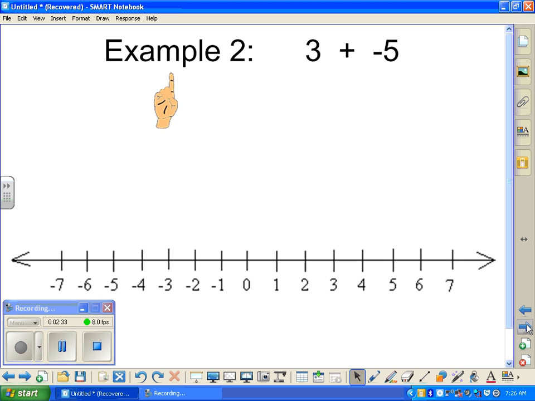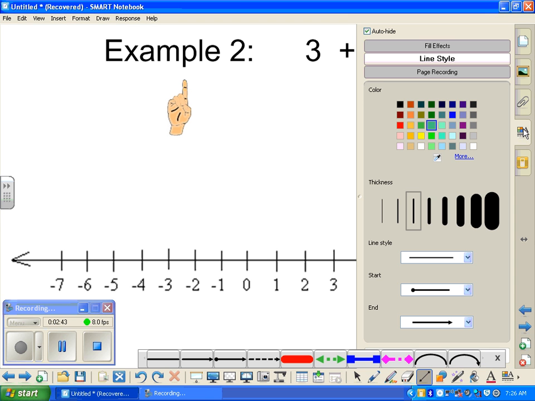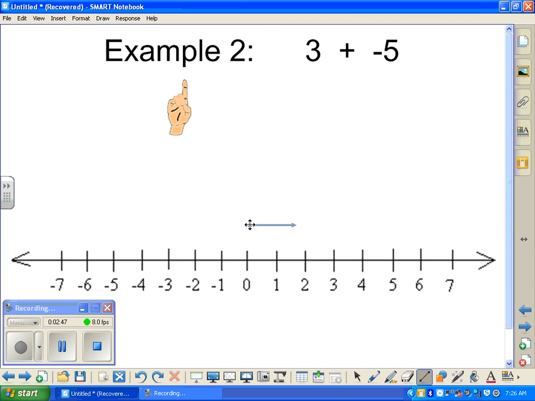Okay, example number 2. We've got a positive 3, and we're going to add on to this a negative 5. So let's start with the positive 3. We know what a positive 3 looks like. I'm going to start from the 0 once again, and we're going and stopping at the 3 mark. Okay, so that represents positive 3, our first addend over here.